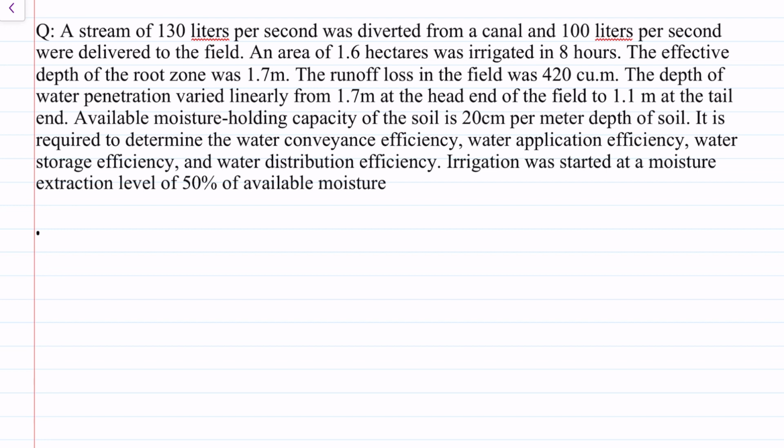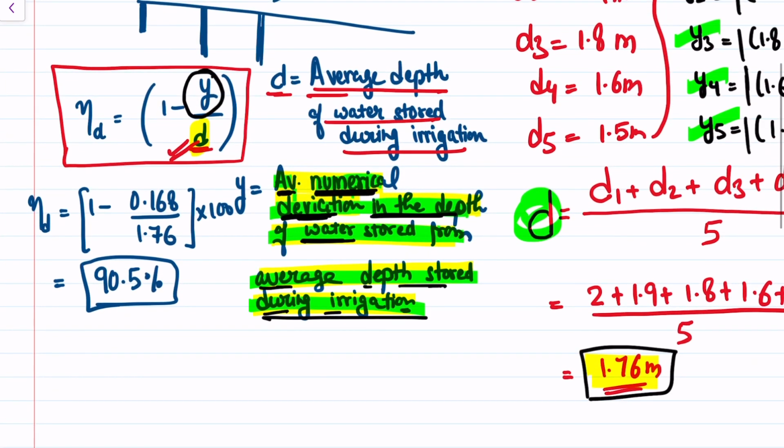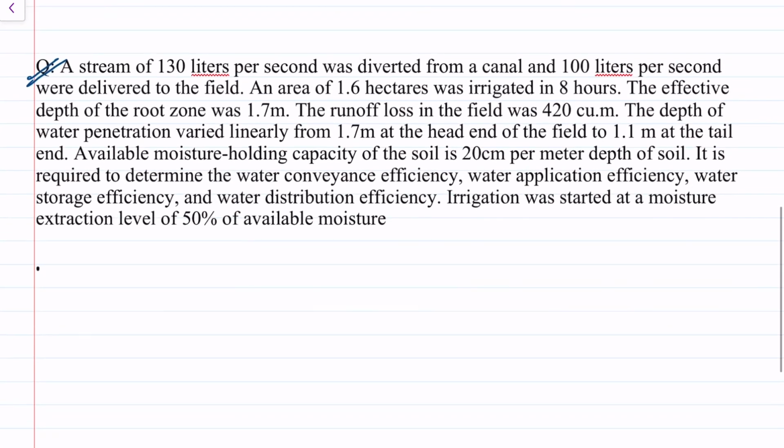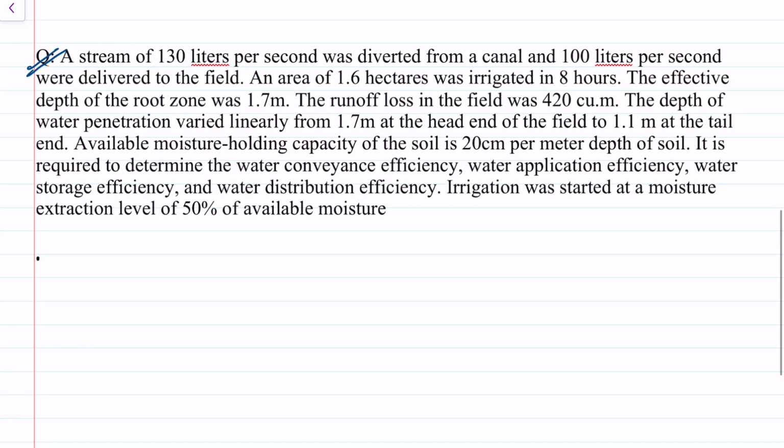And in today's video lecture, we are going to do a numerical on the topic irrigation efficiency. In the previous lecture, we discussed the variety of irrigation efficiencies, that is the water conveyance efficiency, water application, water storage, and likewise. And we did a brief numerical on the water distribution efficiency for a better understanding. Here in this lecture, we are going to do another numerical that will cover all the different types of irrigation efficiencies.